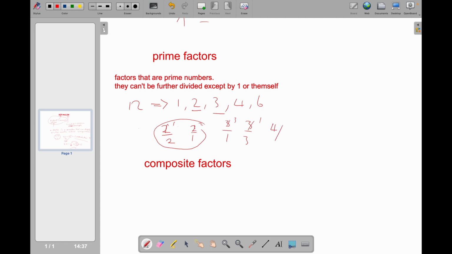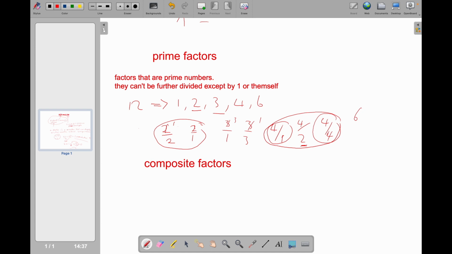Let's see 4. What if we try 4? We can divide 4 by 1. Yes. We can divide 4 by 2. Yes. We can divide 4 by 4. So now this is not a prime factor, because we say a prime factor can only be divided by itself and 1. But now we can also divide by 2.